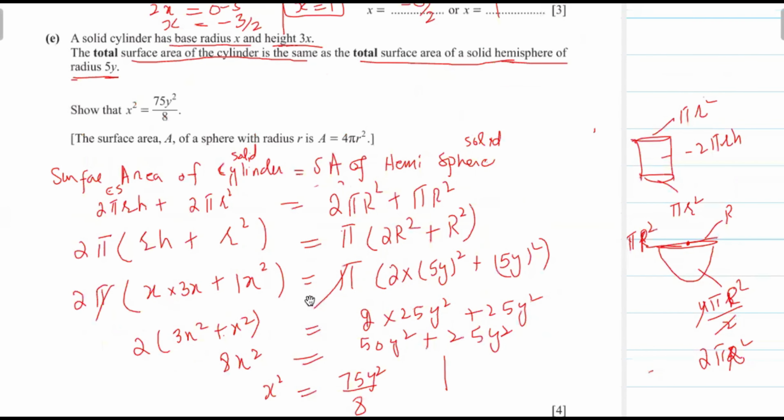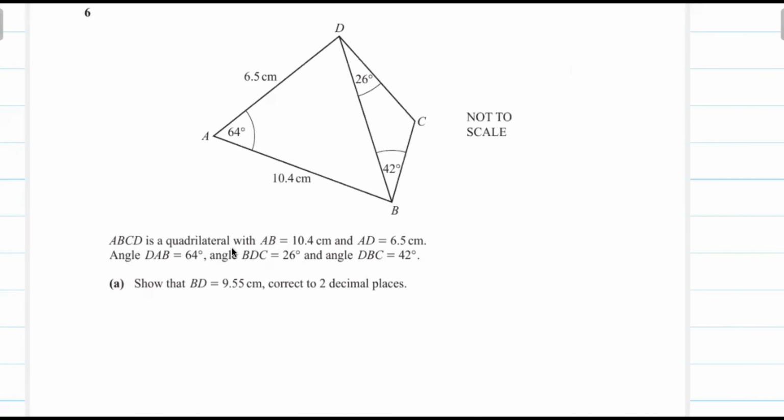This is the answer. Question number 6: ABCD is a quadrilateral with AB 10.4 centimeter, AD 6.5 centimeter, angle DAB 64, BDC is 26, and DBC 42 degree. Show that BD equal to 9.55 centimeter. Look here, this is the side BD we have to calculate.